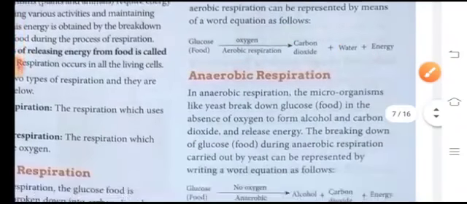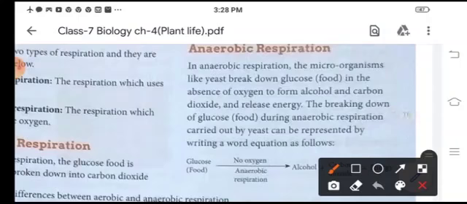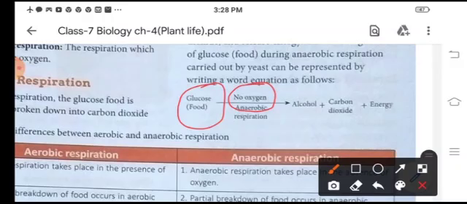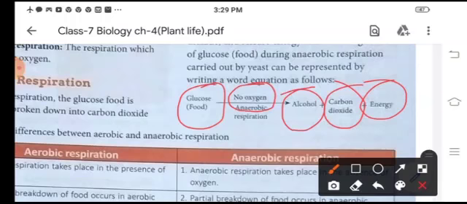Now, in anaerobic respiration, microorganisms like yeast break down this glucose into alcohol and carbon dioxide and release energy. But a very small amount of energy is released in anaerobic respiration. So here, glucose, no oxygen. So what is the product? Alcohol, that is ethyl alcohol or ethanol, is formed. Then carbon dioxide and energy. Now this energy is only 2 ATP.